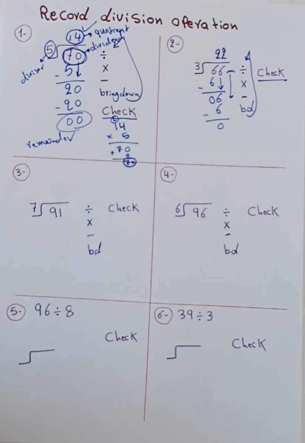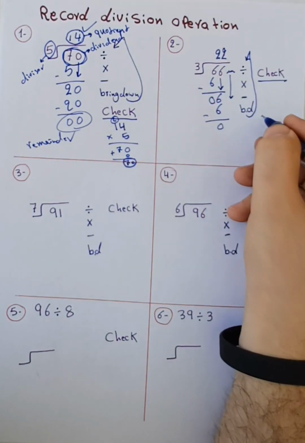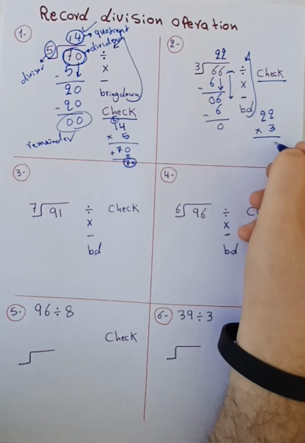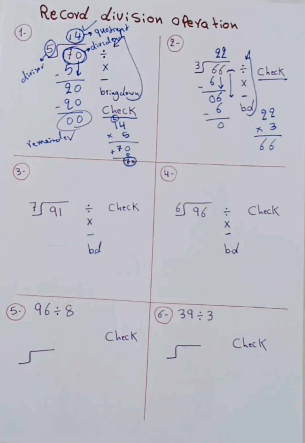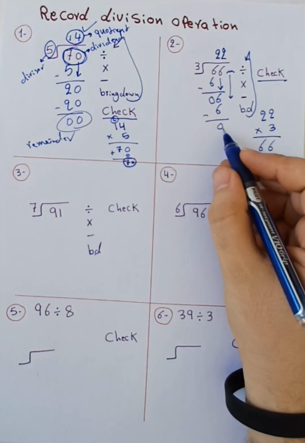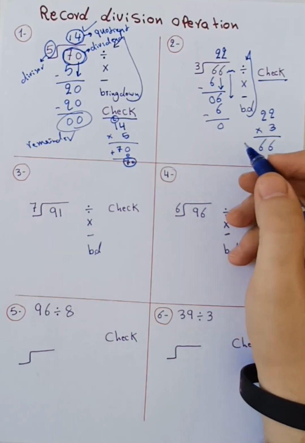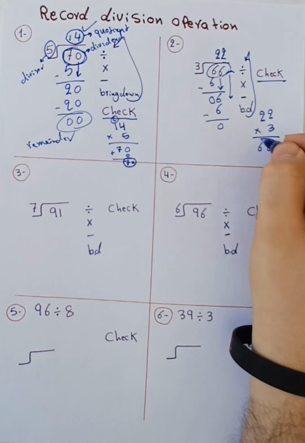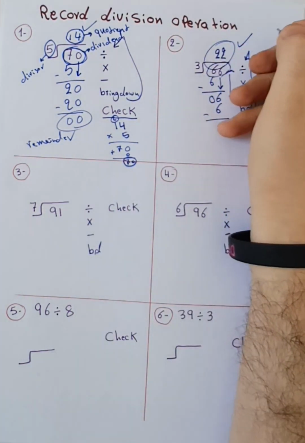And then you have the check step. In the check step, you have to multiply the divisor by the quotient. 22 multiplied by 3. 3 times 2 is 6. 3 times 2 is 6. And then we have to add this product with 0. 66 plus 0 equals 66. So the dividend is 66, and in the check step, we got 66. It means our quotient is correct.